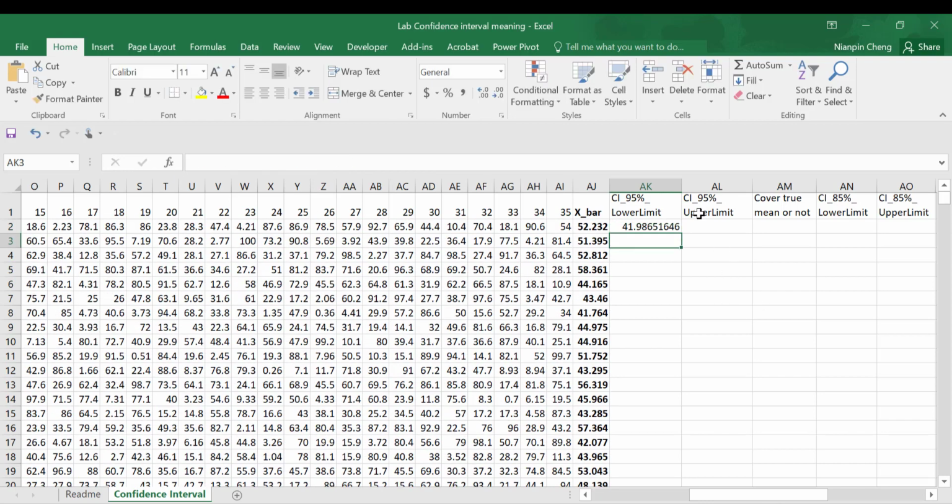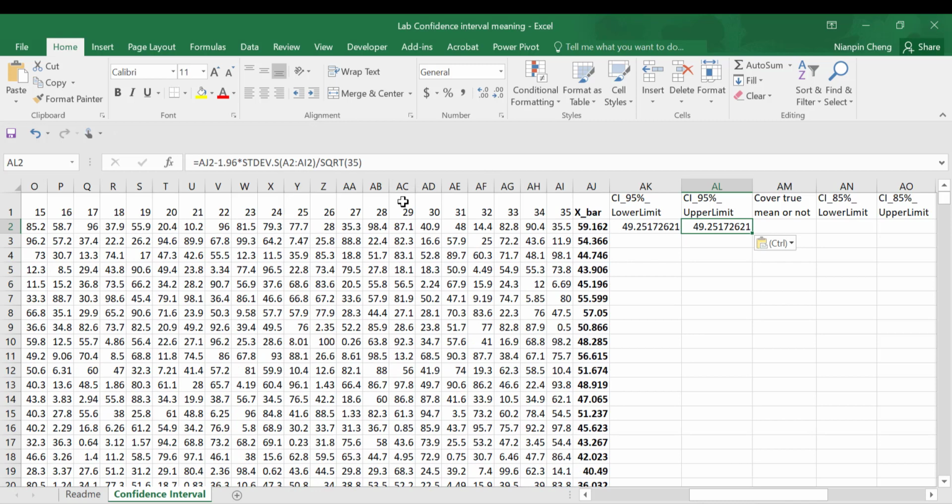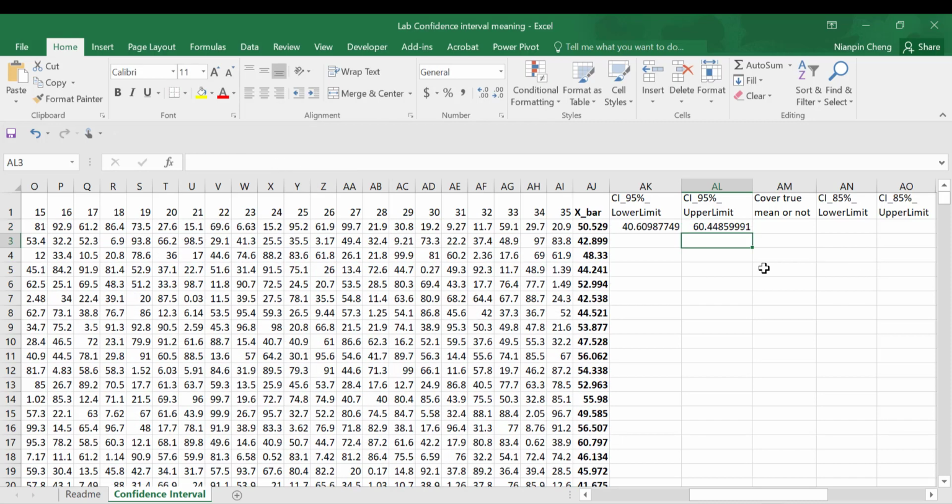The upper limit is X bar plus, right? So that's AJ2, that's X bar, plus the Z value 1.96 multiplied by the standard deviation of this sample divided by the square root of sample size. Okay. So this is the upper limit.